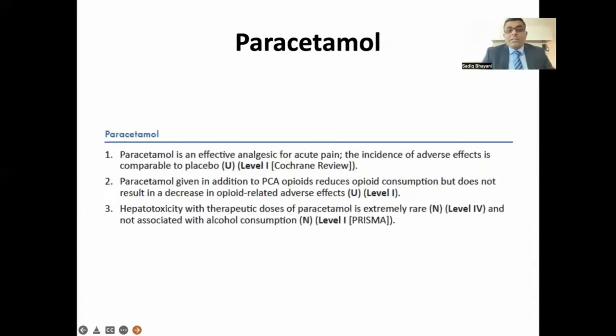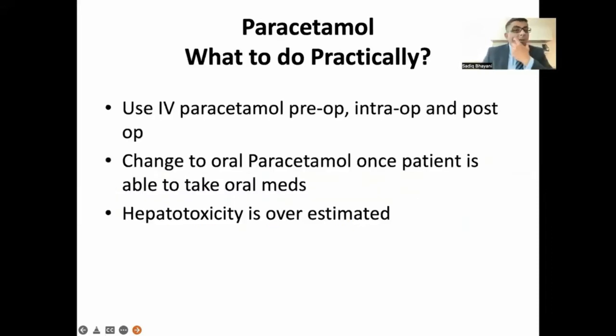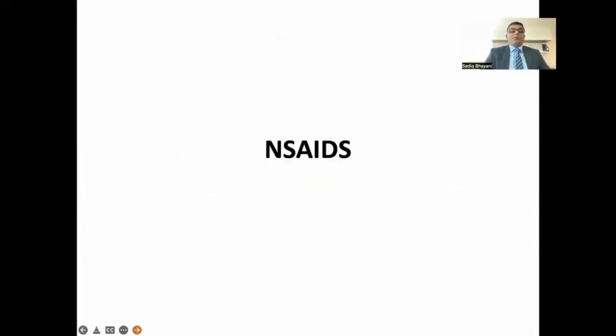Now, paracetamol is a very good analgesic with minimal side effects. It can reduce morphine consumption in patients on patient-controlled analgesia, but it does not result in a reduction in morphine-related adverse events, and hepatotoxicity is very rare. Now, what do we do practically with regards to paracetamol? Use IV paracetamol, if possible, pre-op, intra-op, and post-op, till the patient resumes oral intake. Hepatotoxicity, as I say, with paracetamol is overestimated.